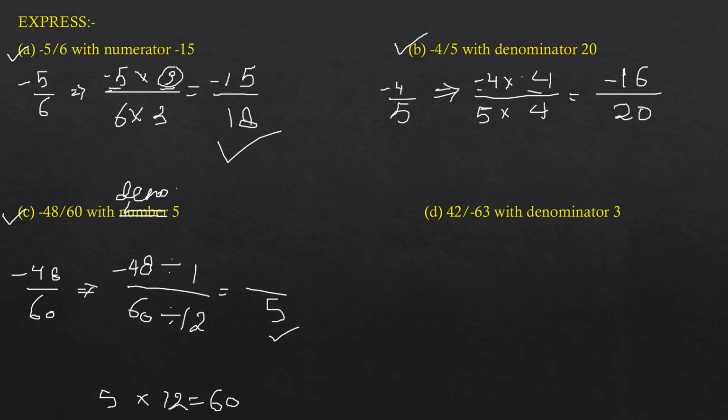Okay, here also we have to divide by 12, and if 48 is divided by 12, it will give us 4. Alright, 12 4s are 48. Okay, now this will be negative. Alright, now let's move to the next part.